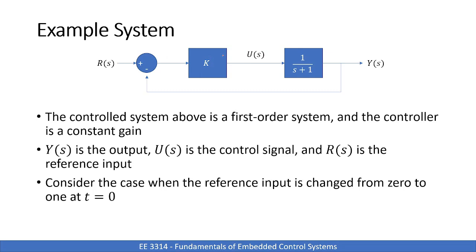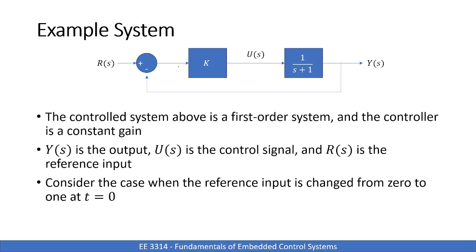Okay. So in this case, Y of S is the output, U of S is our actual control signal going into our system, and R of S is our reference input, our desired output, or our command. And then you can see this would be the error signal out of the summation block.